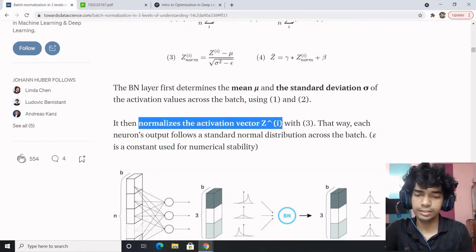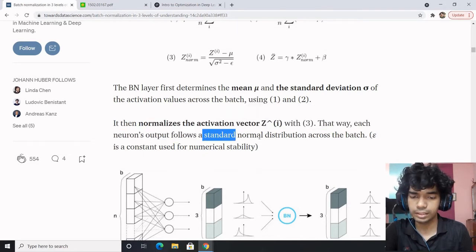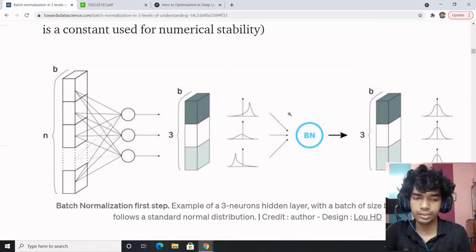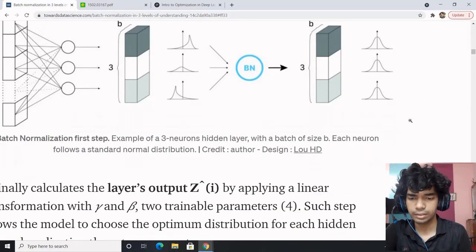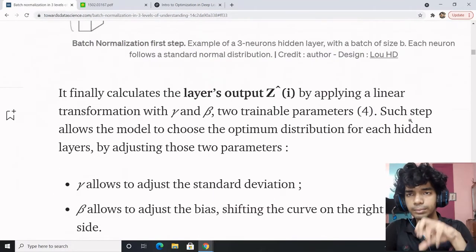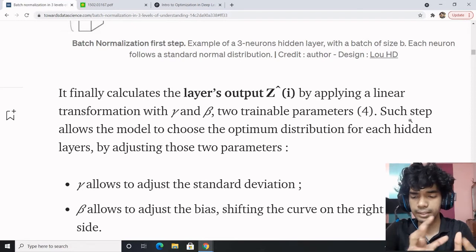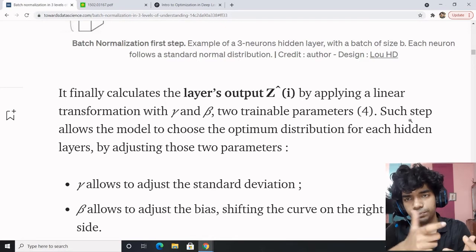Normalizes the activation vector z with 3. This way each neuron's output follows a standard normal distribution across the batch. So let's say these were the inputs to this layer, these were the different distributions for the inputs. After batch normalization, all of it would be transformed to a normal distribution. So basically the idea is, the more similar the data is, the better the distribution is. So why do we standardize the inputs?